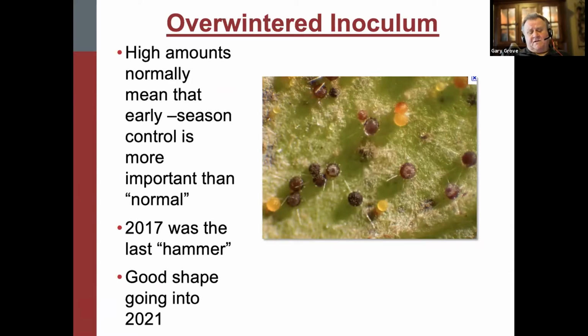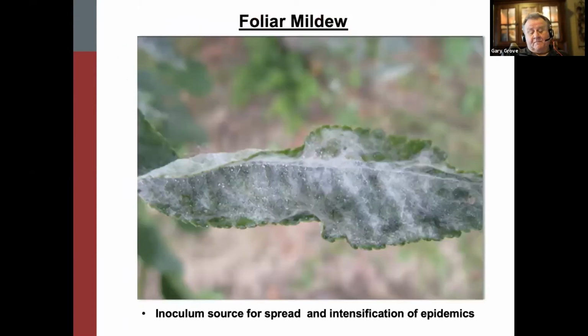So vis-a-vis overwintered inoculum, I'm sure there's enough out there to get an epidemic started, but in terms of numbers, we're probably in pretty good shape compared to what we were in 2018.